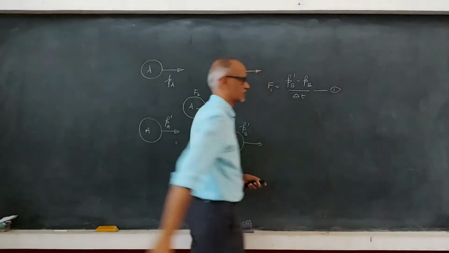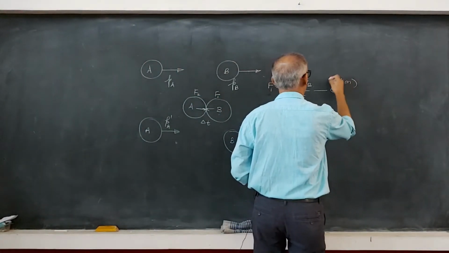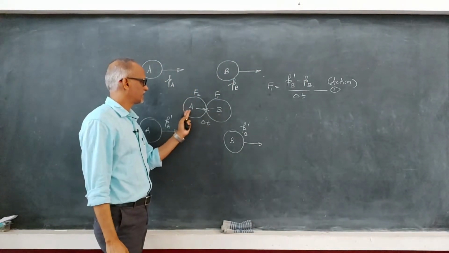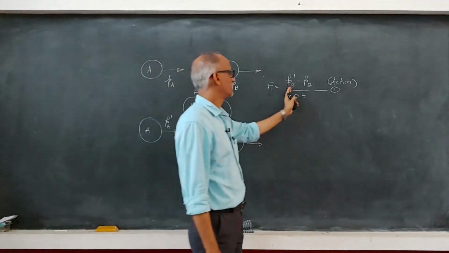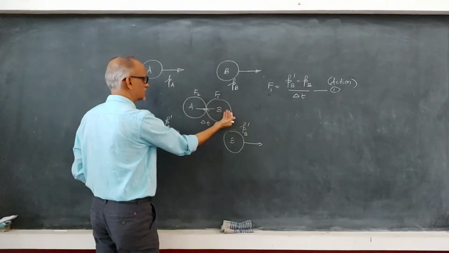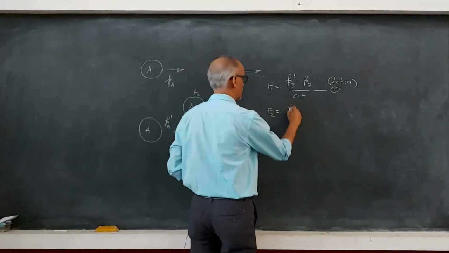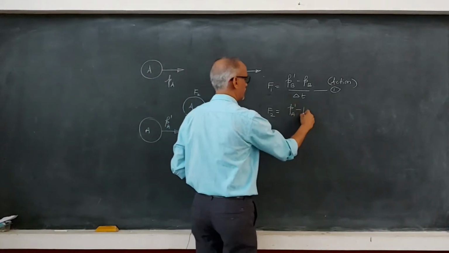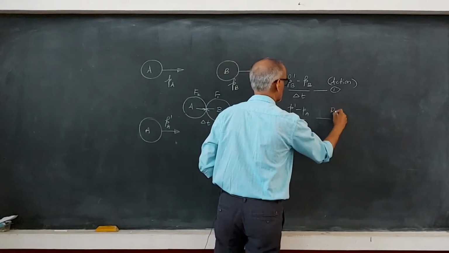So this is one of the equations, and this is basically considered as the action. What is the action here? The force exerted by the first body on the second, which is F1, is equal to PB dash minus PB by delta t. And the reaction is B exerts force on A. Therefore, F2 is equal to the change in momentum of A, which is PA dash minus PA divided by delta t. So this is the second equation, and this is the reaction.